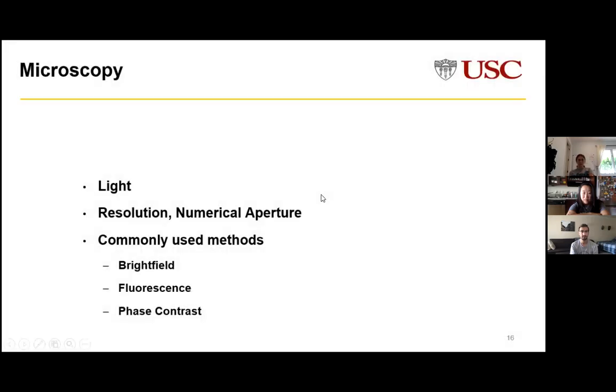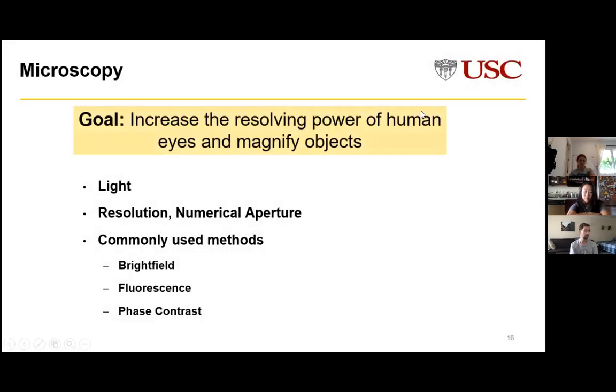The general goal of microscopy is to increase the resolving power of human eyes and to magnify objects. The reason I have that first part there is because it's not just to magnify objects. Imagine if you were to take a scan of something and then make it super large. That wouldn't be a microscopy technique, because it would be super pixelated and you wouldn't have increased resolving power. Next I'll talk about light, resolution, and numerical aperture, and other commonly used methods of microscopy.